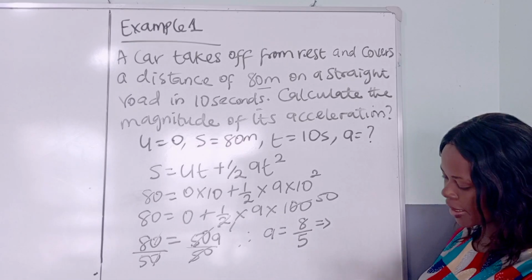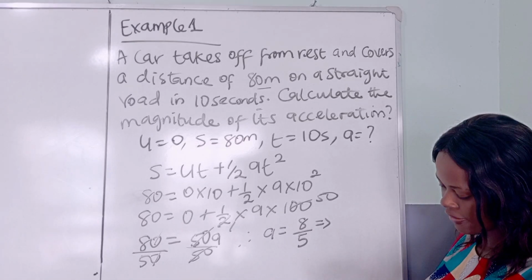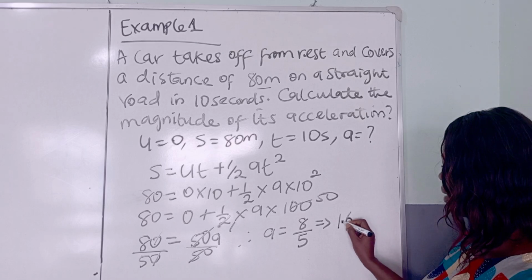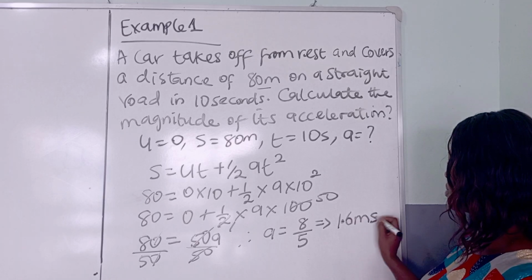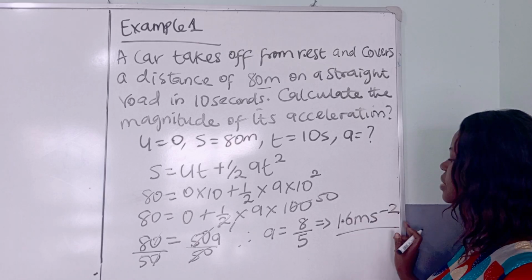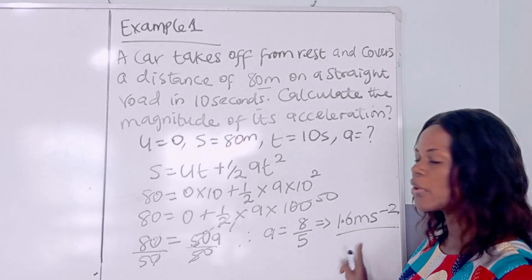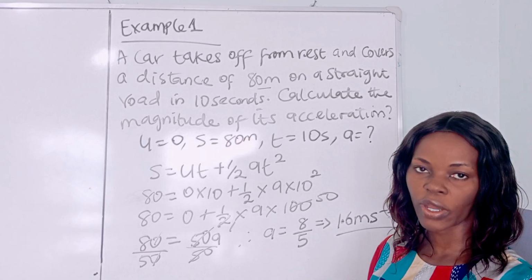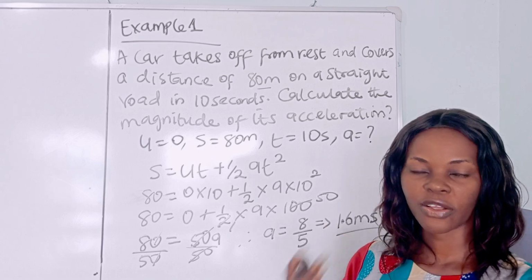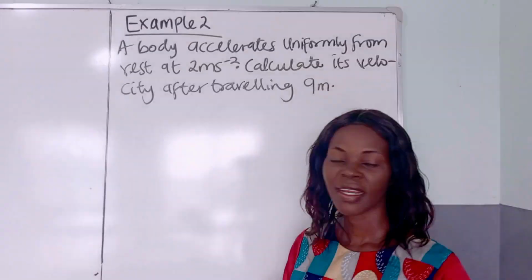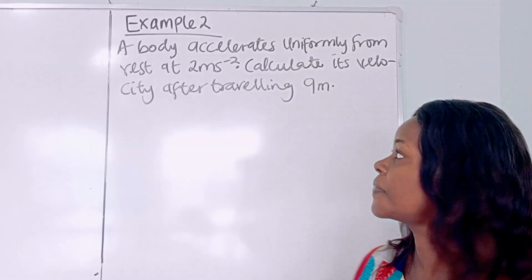So with the help of the calculator, we have 8 divided by 5. The answer is 1.6 meters per second squared. Alright? So the answer to this problem is 1.6 meters per second squared. So let's see how we can use some other equations to solve problems. Stay tuned. Let's solve this problem together.